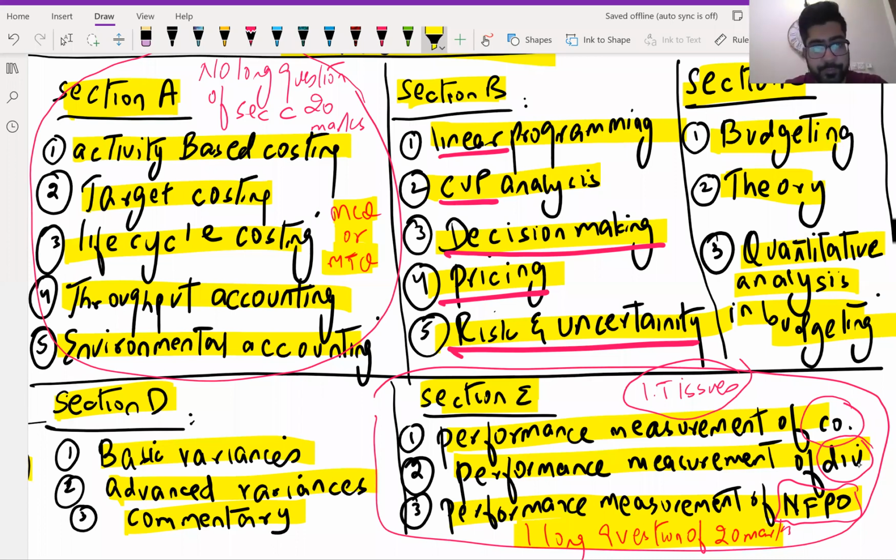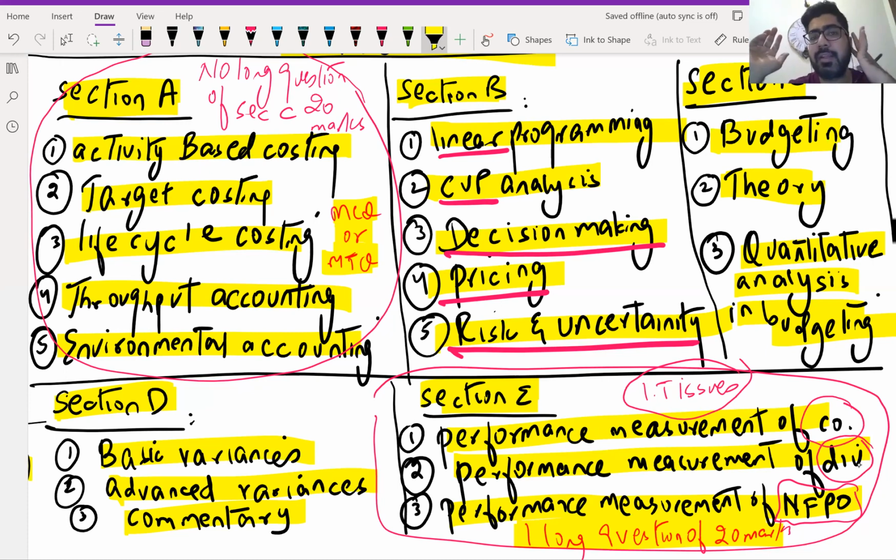Section A obviously will be tested in MCQ or MTQ. There won't be any long question of 20 marks from section A, 5 topics. And as far as section E, performance measurement, is concerned, one long question of 20 marks is confirmed from here. Other than these two things, I don't know.